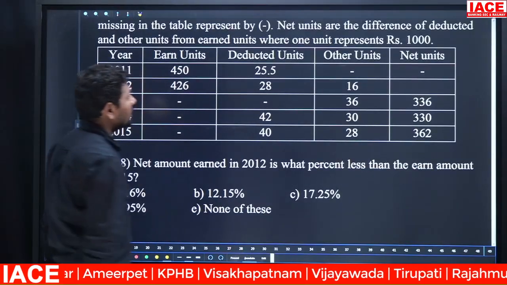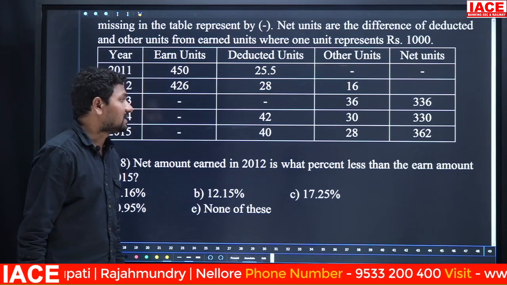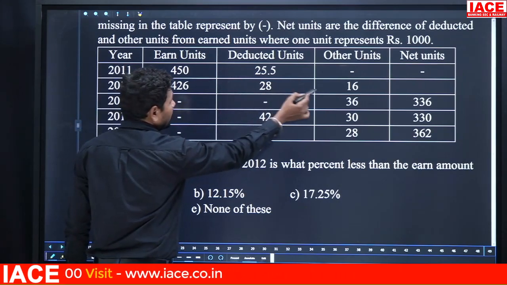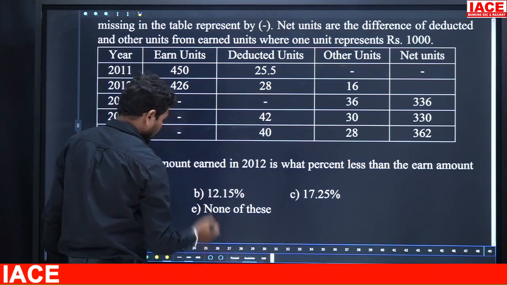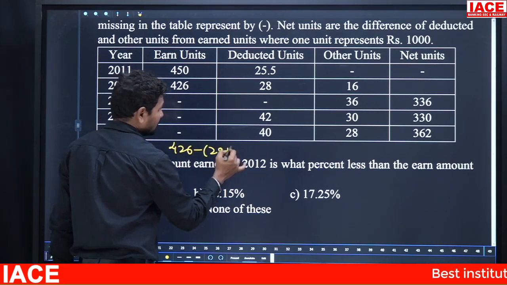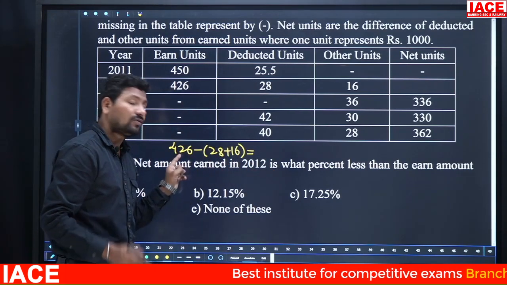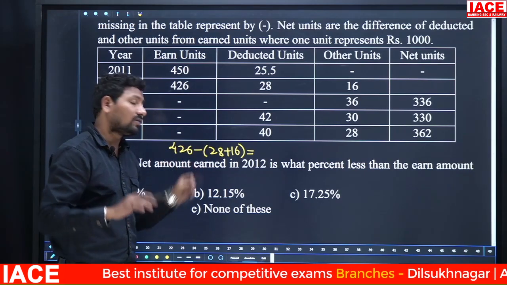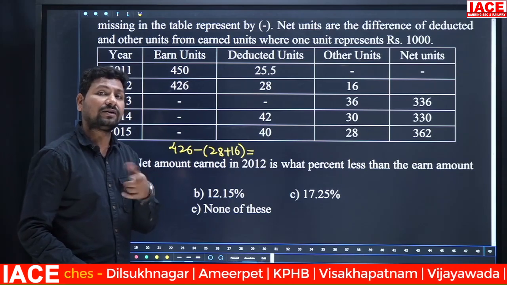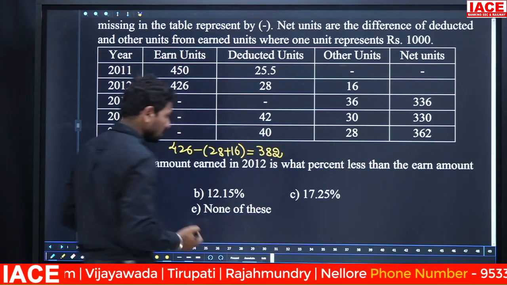Net amount earned in 2012 is what percentage less than the earned amount of 2015? What we can do? From 426, 28 plus 16 remove it. From 426, 16 will be removed, you will get 410. From 410, 28 is also removed, from 410, 30 removed, you will get what is the value? 380, but 382. Is it right? Check it.